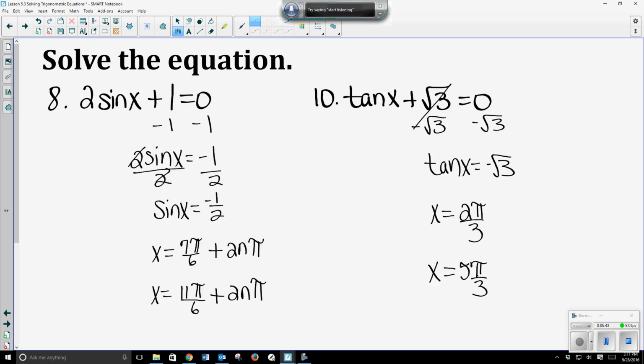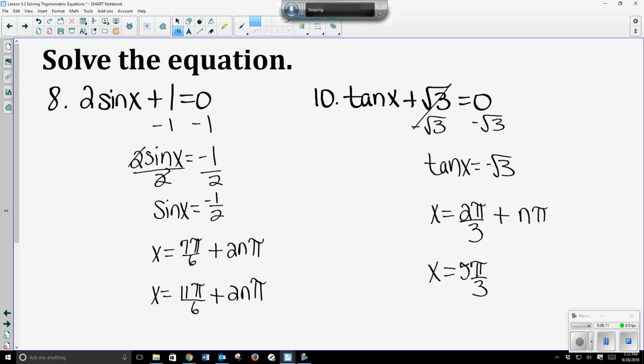Okay. Here's the thing about tangent. It's a little bit different. So we have a period for tangent. If you'll remember, whenever you learned how to graph tangent, your period was 0 to pi. So instead of adding 2n pi, because that's what we have for sine and cosine, we're adding pi. So it'd be n pi. N would be your integer.